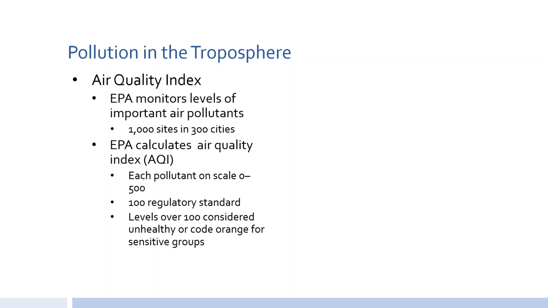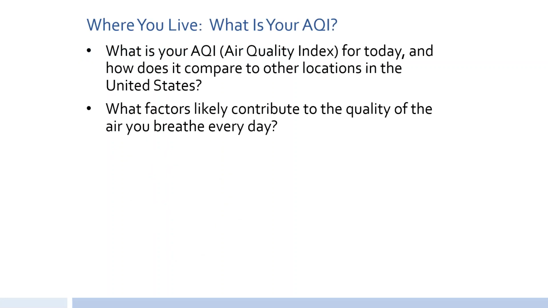Levels over 100 are considered unhealthy, or code orange, for sensitive groups. During the Paradise Fires, there were levels over 300 in some places. It was incredibly unhealthy to breathe that air. And so you can figure out where you live and what your air quality index is for today and how it compares to other locations in the United States. And then what factors are likely contributing to the quality of the air that you breathe, right? So in Southern California, depending if it's a weekday and it's heavy traffic, what the weather is like, is it hot? Is there a temperature inversion? Is that smog being trapped here?